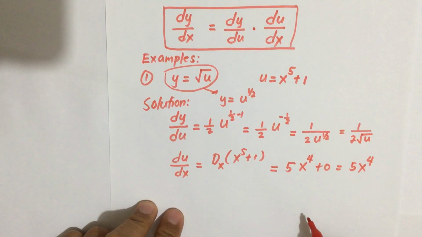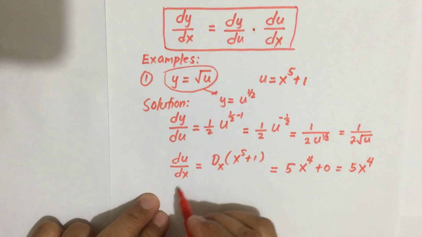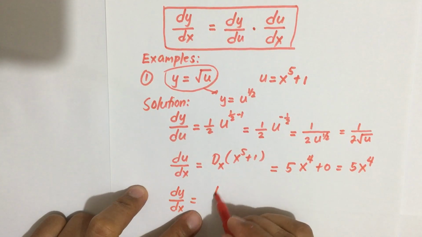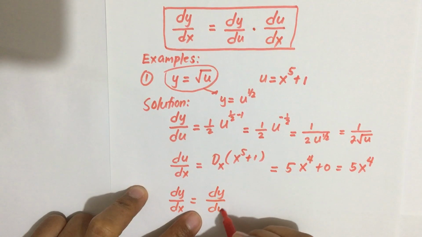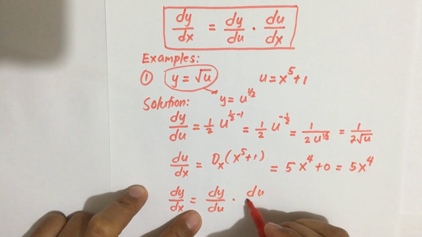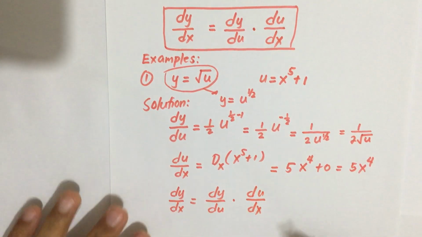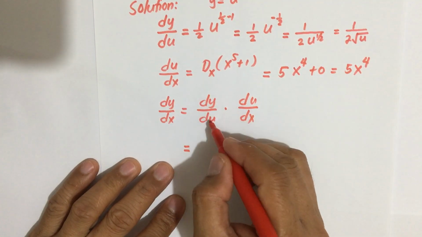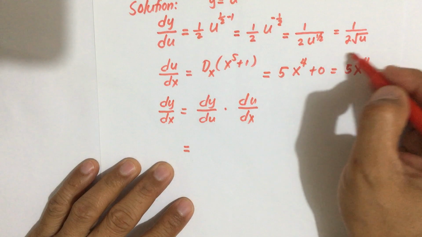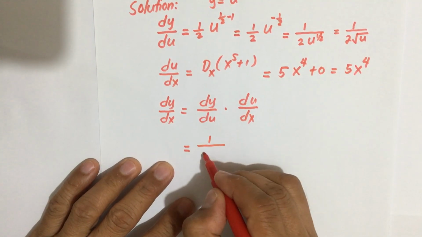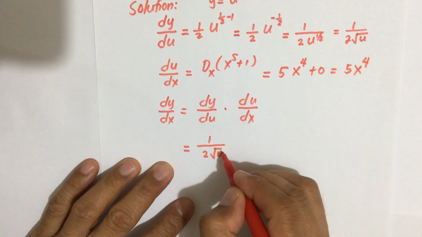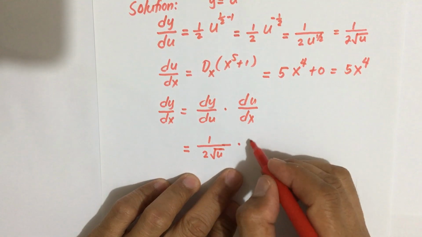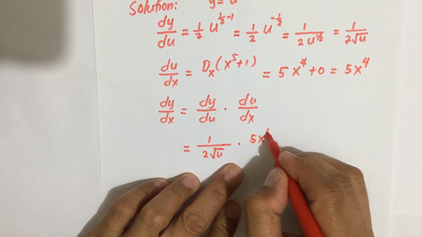Okay, now multiplying using this formula, the derivative of y with respect to x is equal to the derivative of y with respect to u times the derivative of u with respect to x. Then substituting, we have dy over du, or derivative of y with respect to u, so we have 1 over 2 times the square root of u. Okay, then times our du over dx, so that is 5x to the 4th power.